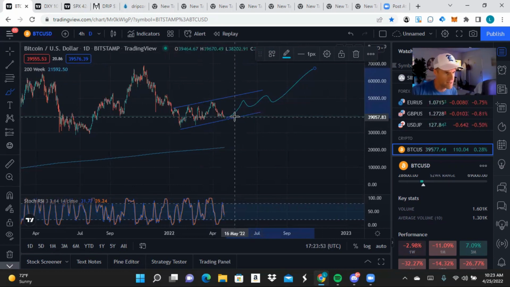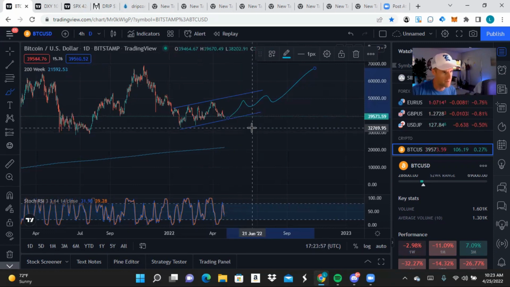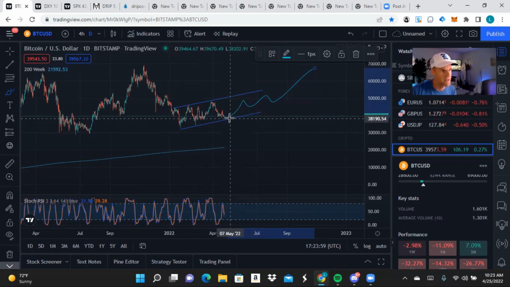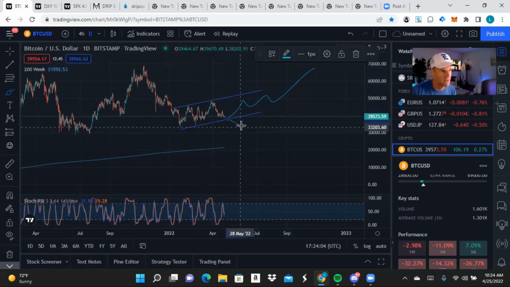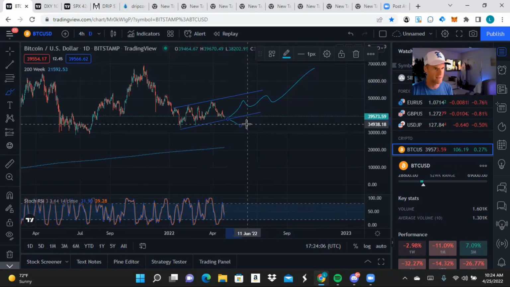But if it breaks this 39 area, if it breaks this right here, I think we are going to get a push down, and I think we could hit around 36,000.